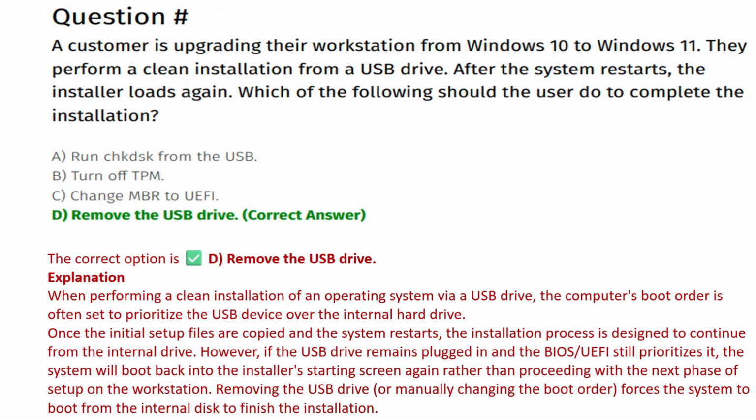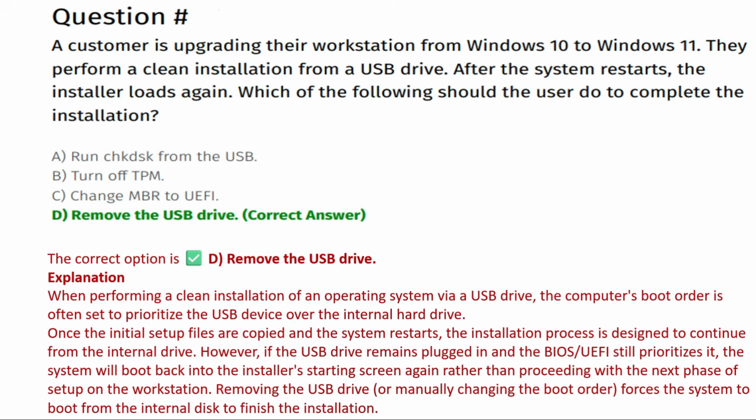Option A, run chkdsk from the USB. Option B, turn off TPM. Option C, change MBR to EFI. Option D, remove the USB drive. And the correct option for this question is option D, remove the USB drive. So let's check the explanation.